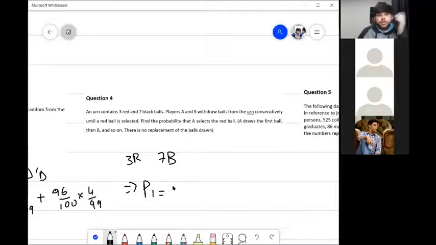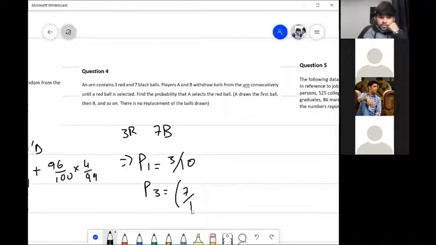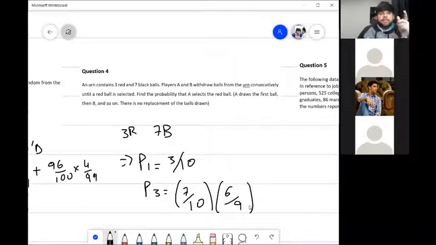It's 3 upon 10 because there are 3 red balls and total balls are 10. Cool. Now, what's the probability for the third turn? Because it says until a red ball is selected, that would imply that your turns keep going and in each previous turn a black ball came. That is the catch here. So for the third turn, if player A gets a red ball, that implies player A got a black ball in the first turn, so that's 7/10. Then player B also must have gotten a black ball, that's 6/9. But then in the third turn player A gets a red ball, so that's 3/8.